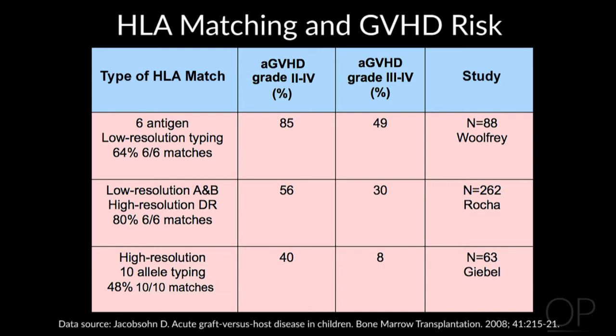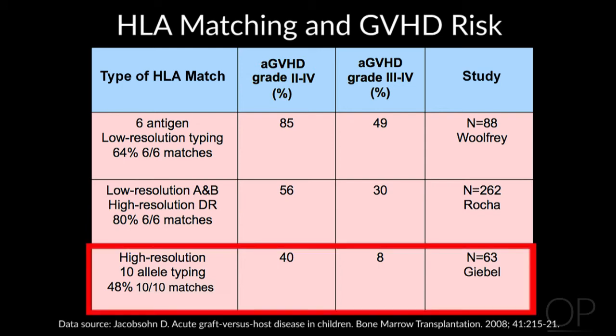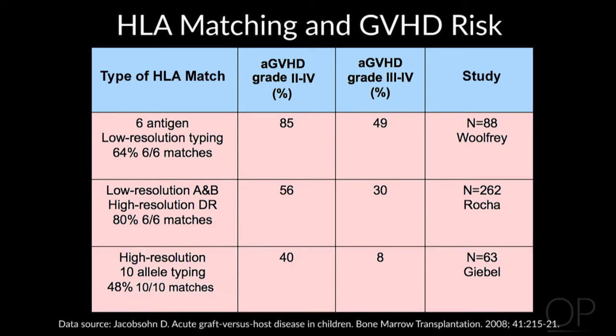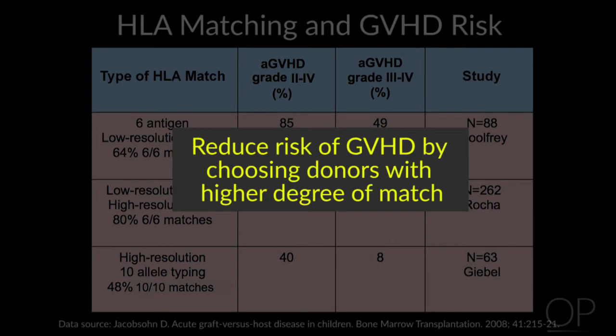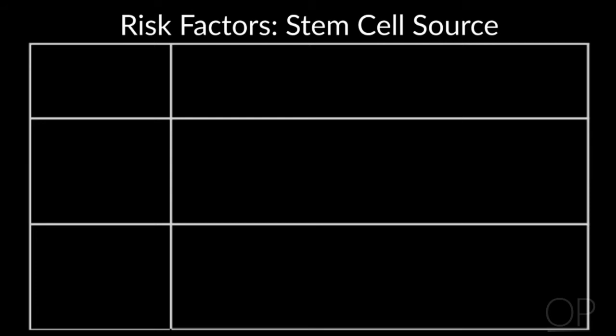And finally, in the most recent study, looking at 10 allele testing, so adding more of the genes that we talked about, all high resolution typing, even with only 48% of those patients having a 10 out of 10 match, you see a much lower rate of graft-versus-host disease, including 40% in the acute and only 8% in the grade 3 through grade 4. And so what that means is that we've learned how to type better at the PCR-based level, and we are able to reduce the risk of graft-versus-host disease in patients by choosing better donors with a higher degree of match. So the stem cell source as a risk factor we've already spoken about quite a bit.